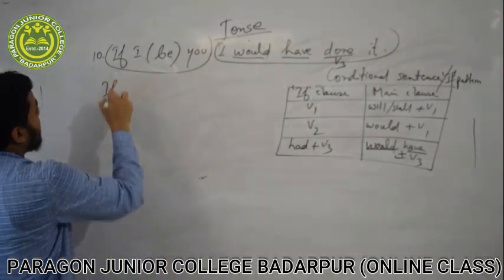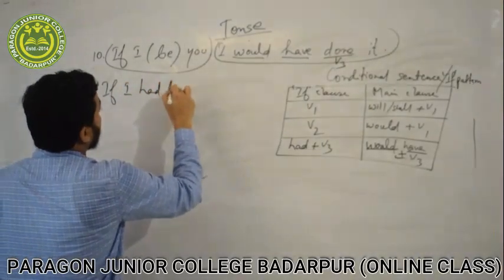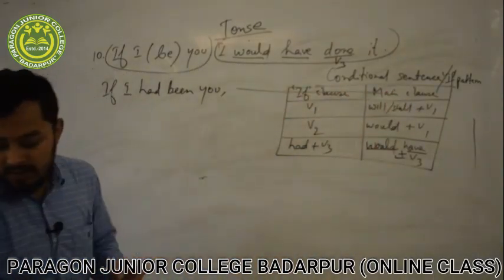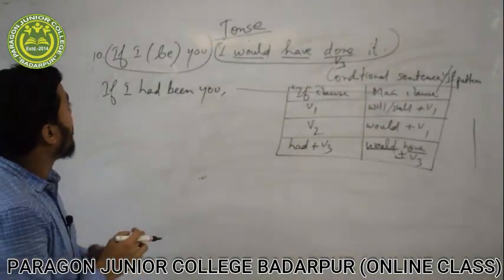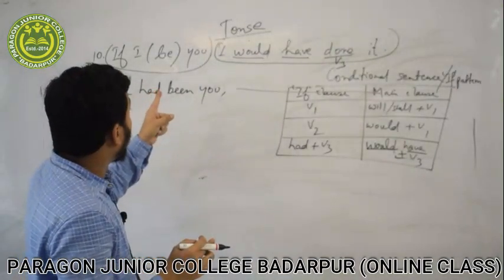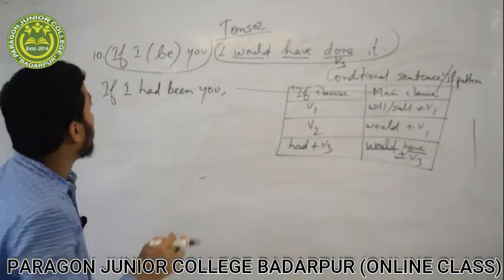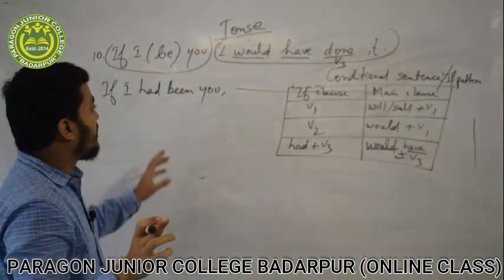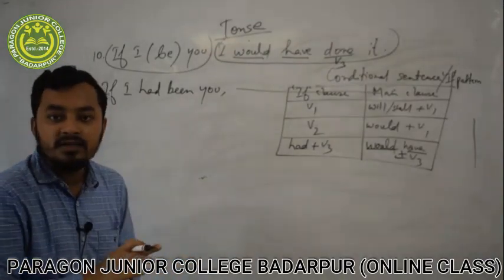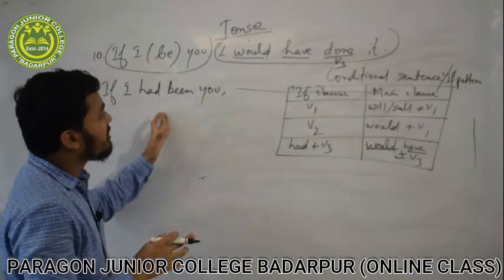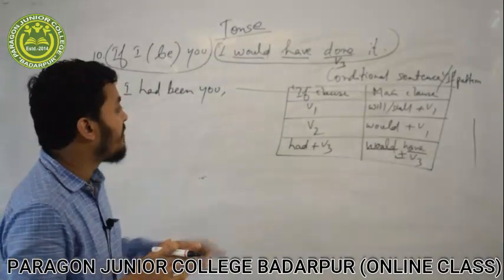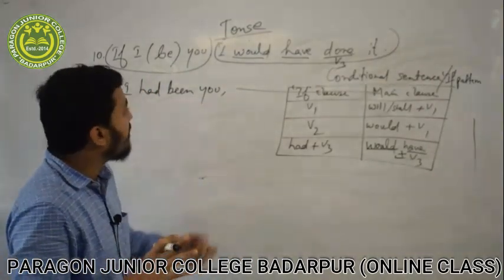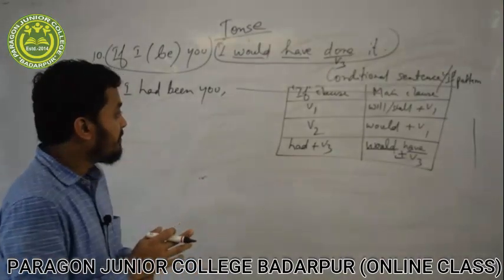Let us write it as per rule. If I had been you, I would have done it. If I had been you, I would have done it. All right. So students, please try to be clear about the conditional sentence. Don't make mistake. This conditional sentence usually comes in exam. Keep the table in mind, and I hope you will never make mistake in correcting conditional sentences.